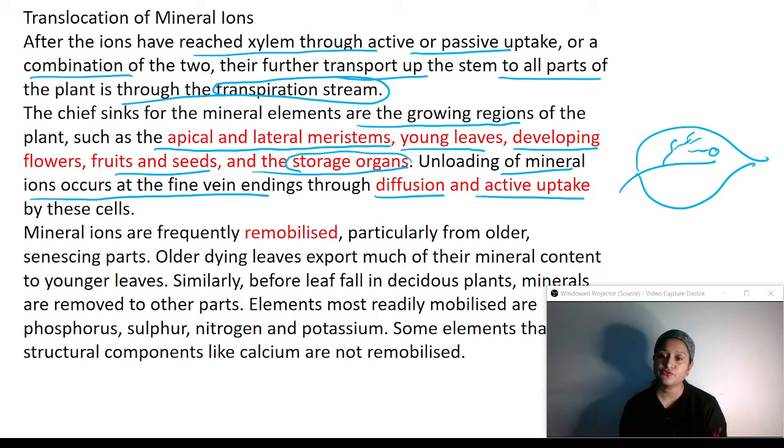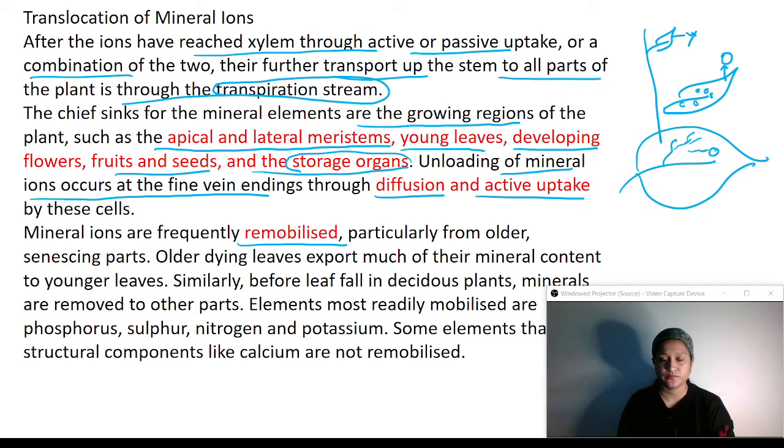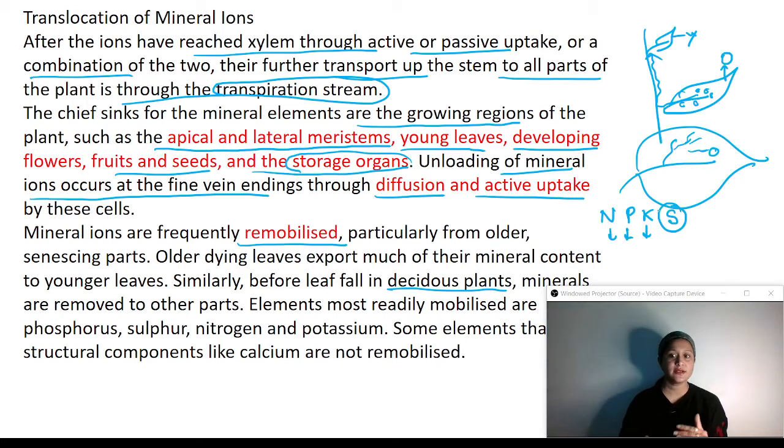Now there are many minerals which are remobilized from the older leaf to the younger leaf. So suppose this is the plant and this is the old leaf and here I can say this is the young leaf. This is young and this is old. Now there are many minerals in this leaf. This is the old leaf actually and it is going to die. So we are talking about the deciduous plant. So what will happen? The leaf will remobilize the minerals which are present in it. यहाँ पे जो mineral present हैं वो यहाँ से निकल के young leaf में पहुँच जाएंगे. And what are all those minerals? You have to remember NPK: nitrogen, phosphorus, potassium, and one more, that is sulfur. So these minerals can be remobilized.